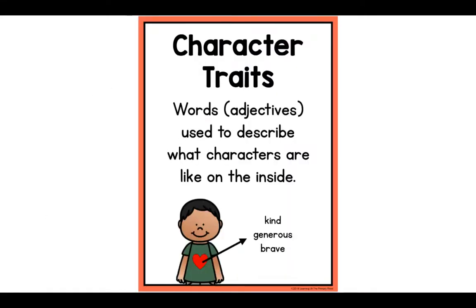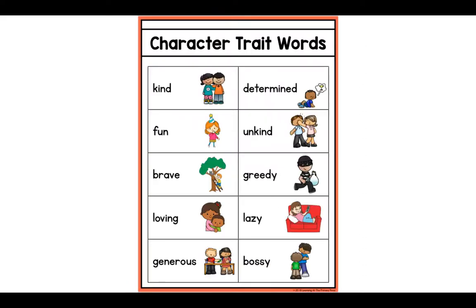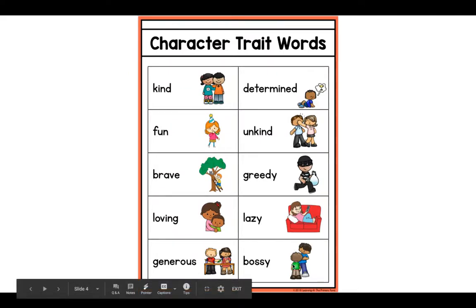When we talk about how a character is like on the inside, we are talking about their character traits. So these are words or adjectives used to describe what a character is like on the inside. So we can say a character is kind, generous, or brave. Here are some character trait words that we can use to describe a character. We can say that they are kind, determined, fun, unkind, brave, greedy, loving, lazy, generous, and bossy.